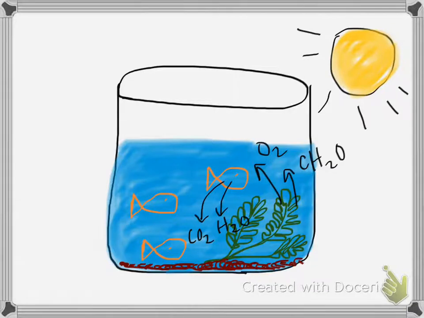Let's talk about what else fish make. What else do fish make besides pee? Poop. Now, in biology, we don't call it pee and poop. What do we call pee in biology? Urine. And what do we call poop in biology? Feces. Now, the plant is not going to use those waste products except for the water and CO2. That's all the plant wants.